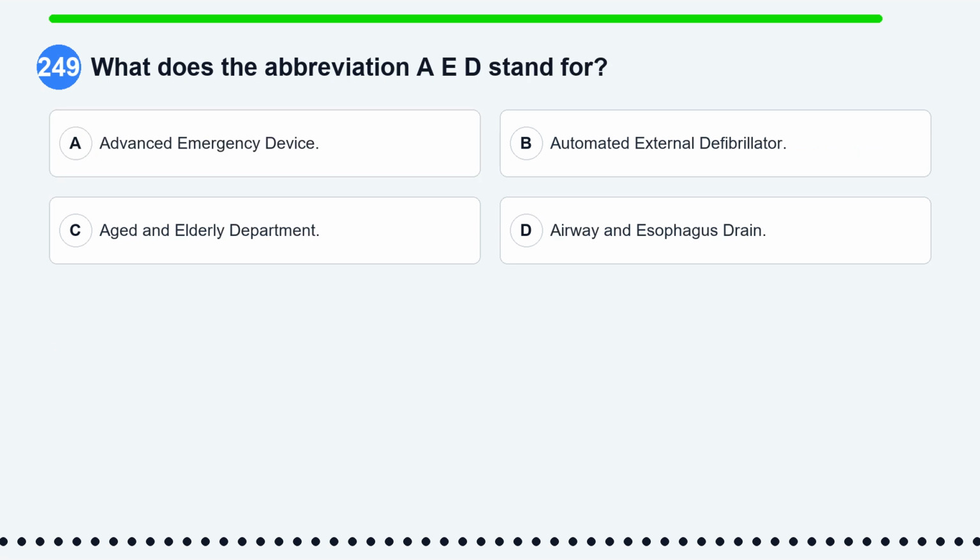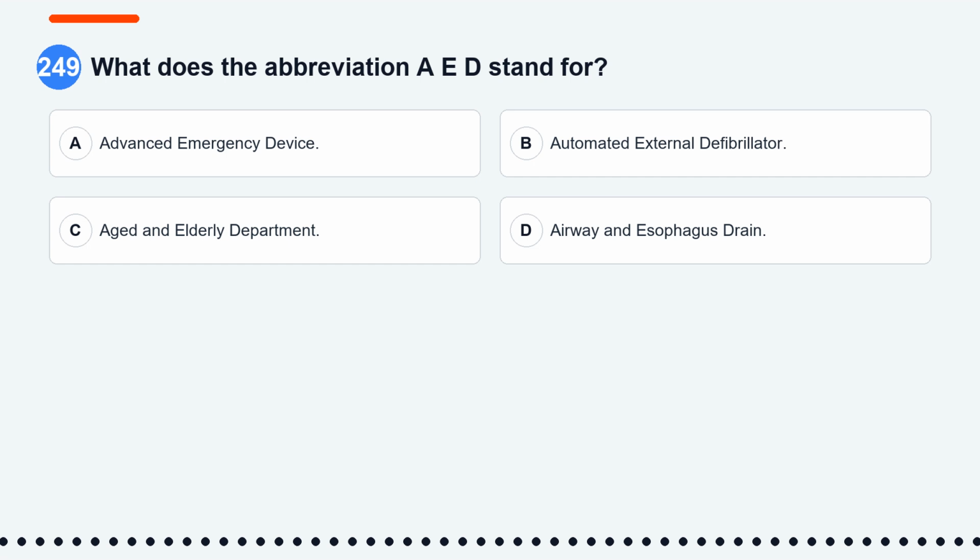Question 249. What does the abbreviation AED stand for? Option A. Advanced Emergency Device. Option B. Automated External Defibrillator. Option C. Aged and Elderly Department. Option D. Airway and Esophagus Drain.